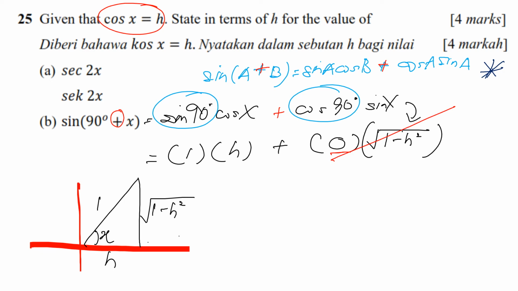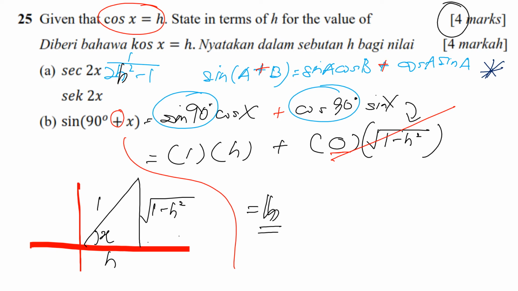So finally, what do you have for your answer? Your answer should be h, in terms of h. Earlier in question 24, you also got your answer in terms of h, which is, let me rephrase, 1 over 2h squared minus 1, in terms of h. So that's how easily you get your 4 marks. All right, pause the video to replay and go back to check where your problem is.